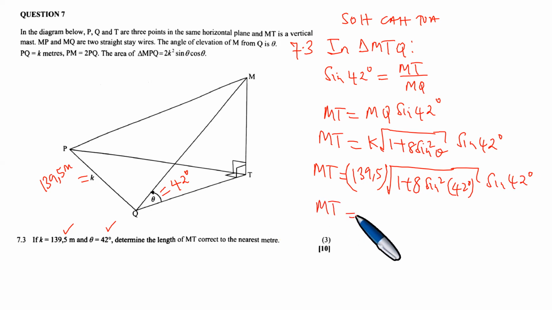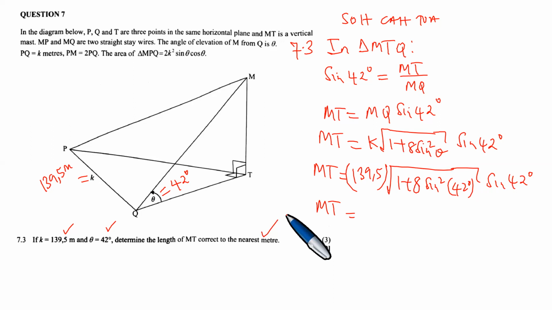T equals exactly the result we are getting here. So now the students said correct to the nearest meter, and so let's just quickly do this one. If we do this one here, it is 139.5 meters, right? You multiply by the square root of 1 plus 8, and then you have the trigonometric sine of 42 degrees.